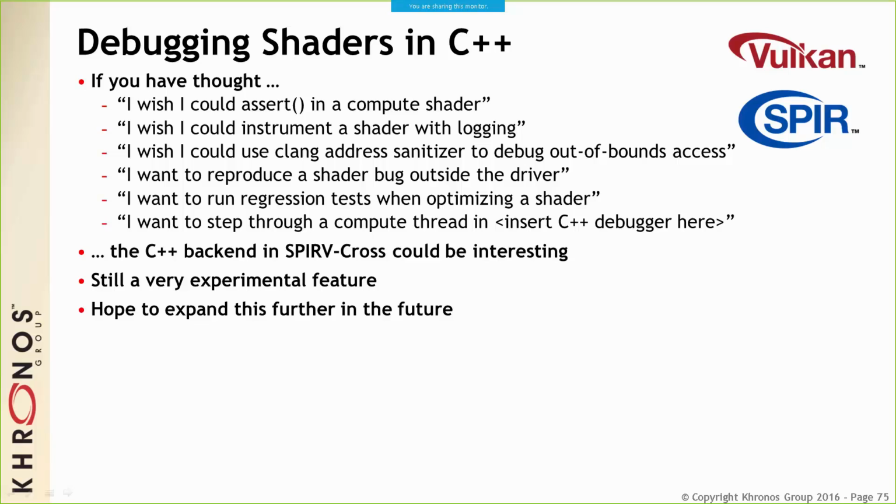So now that it's possible to use SPIR-V in GL, there are a few things that are annoying about shaders. They are notoriously difficult to debug, especially complex compute shaders, because there is no sensible way to step through a thread on a GPU. It's very, very difficult. GPUs are simply not designed for that. So if you have ever thought, I wish I could assert in a compute shader, or add printfs or logging to a shader, you can in OpenCL, but this is not OpenCL. Or things like the Clang address sanitizer, which is really useful to figure out undefined behavior with memory access. And things like reproducing a shader bug, or running regression tests on an offline farm somewhere. Or how to step through a compute shader thread. Then it could be interesting to go to a C++ output and debug it there.